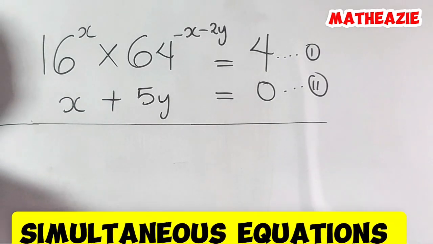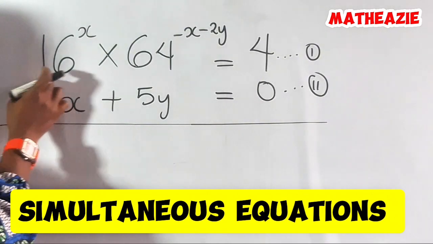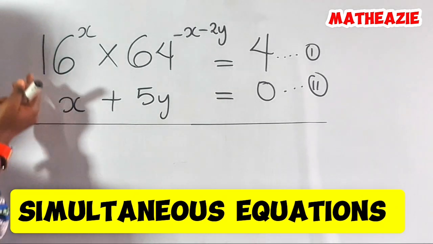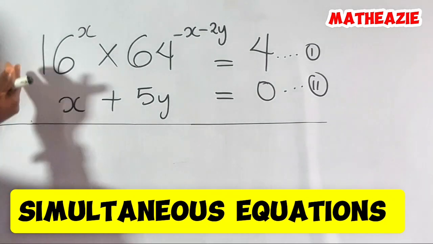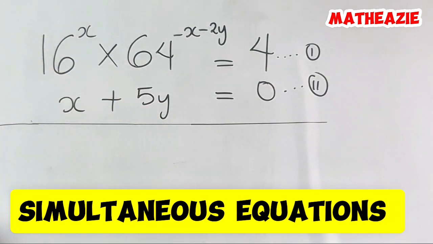To solve for x and y in this set of equations, I'll first of all simplify equation 1. The reason is because if you notice, the two equations are not expressed in the same form. So to solve with ease, let us first of all deal with this first equation.